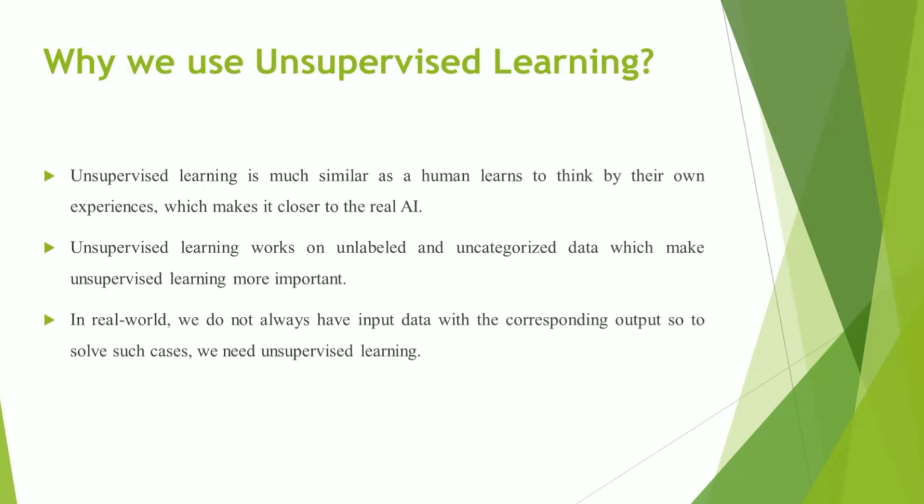Why are we using an unsupervised learning algorithm in our project? An unsupervised learning algorithm is much like how a human learns to think by their own experiences, which makes it closer to real AI. Unsupervised learning works on unlabeled and uncategorized data, which makes it more important. In the real world, we do not always have input data with the corresponding output. So to solve such cases, we need unsupervised learning algorithms.